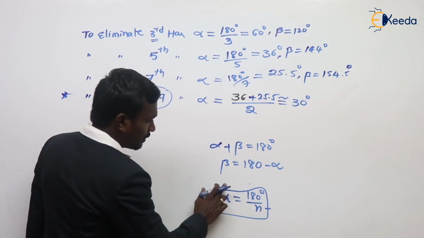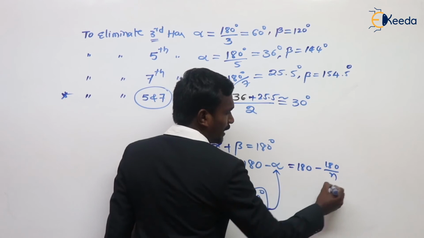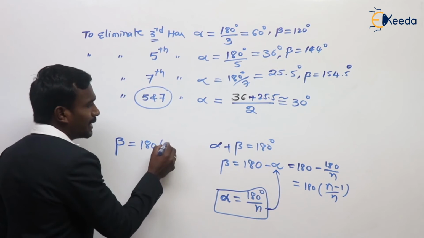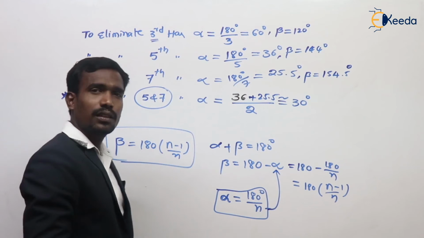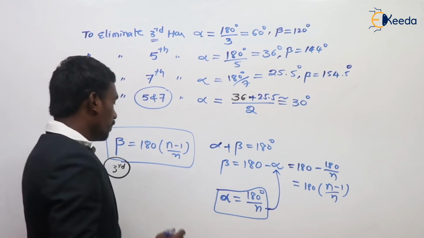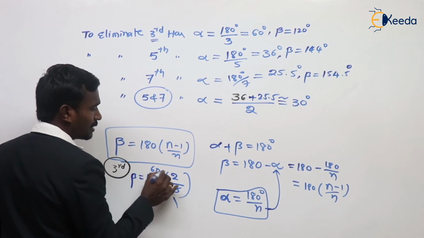Right? Here, we have a small trick also. Substitute this alpha here. So, beta is equal to 180 minus 180 upon n. 180 common, 180 of n minus 1 by n. Beta is equal to 180 of n minus 1 by n. This is the answer. Coil span. To eliminate third order harmonics, beta is equal to 180 of 3 minus 1 by 3, 3 1s are 3, 6s are 6, 2s are 120 degrees.